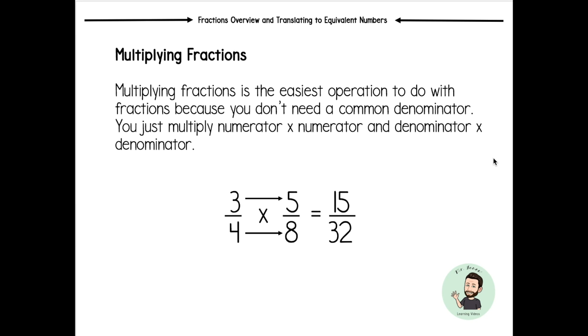Multiplying fractions. So this is probably the easiest operation to do with fractions because you don't need a common denominator. You just multiply the numerator by the numerator and the denominator by the denominator. So in this case, 3 times 5 is 15, 4 times 8 is 32.